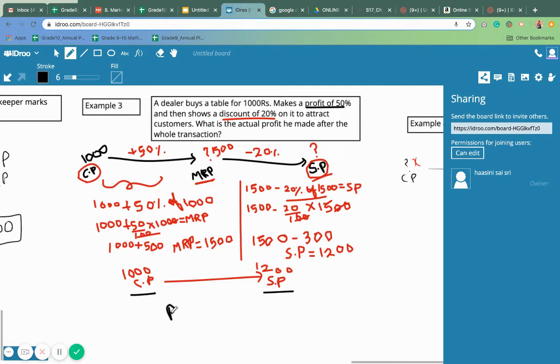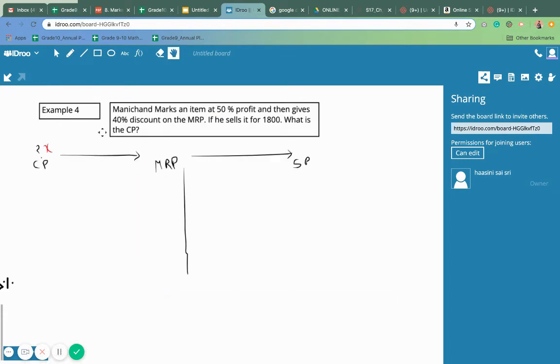So the profit percent is going to be the profit on the cost price. The profit he made, what is the difference here? The profit he made is 1200 minus 1000, that is 200, divided by 1000. If I change this 200 divided by 1000 into a percentage, it will give me 20%. So this is the total profit he made on the whole transaction. Let's look at the next question.